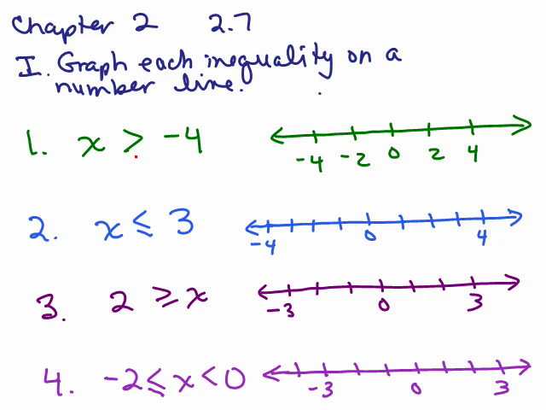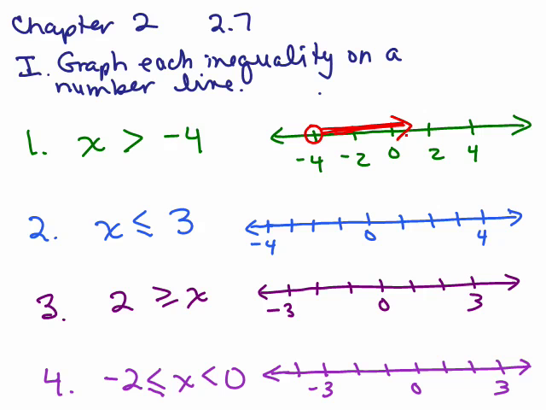This is number 1, x is greater than negative 4. So what we want is numbers bigger than negative 4, not to include negative 4. It must be bigger. So to show that negative 4 is not a solution, we put a circle on it. And then we go to the right. Numbers bigger than negative 4 are to the right.